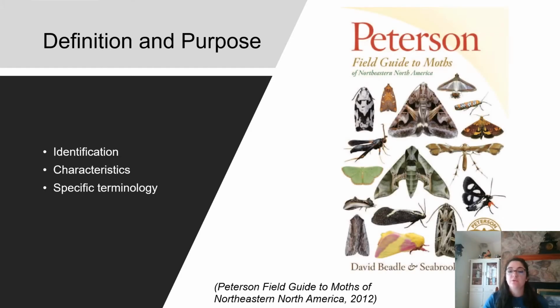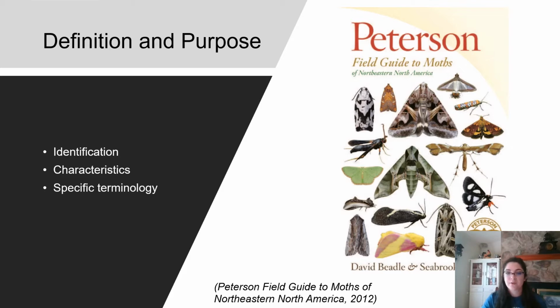So they could use something like this Peterson Field Guide to Moths to identify a moth that they don't know what it is. Dichotomous keys use a series of statements that lead the reader toward a correct identification as they observe different characteristics on the organism. As you select each choice on the key that best matches your organism, it leads you closer to an identification, and if you do it right, the key should tell you the name of the organism, which of course is your end goal.